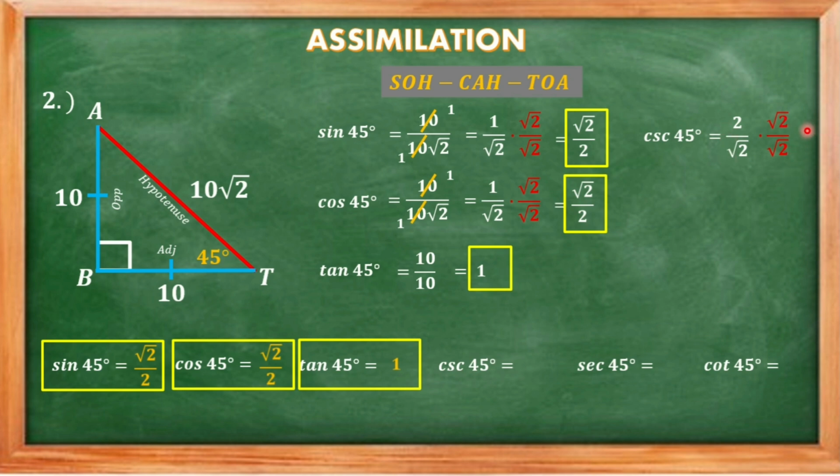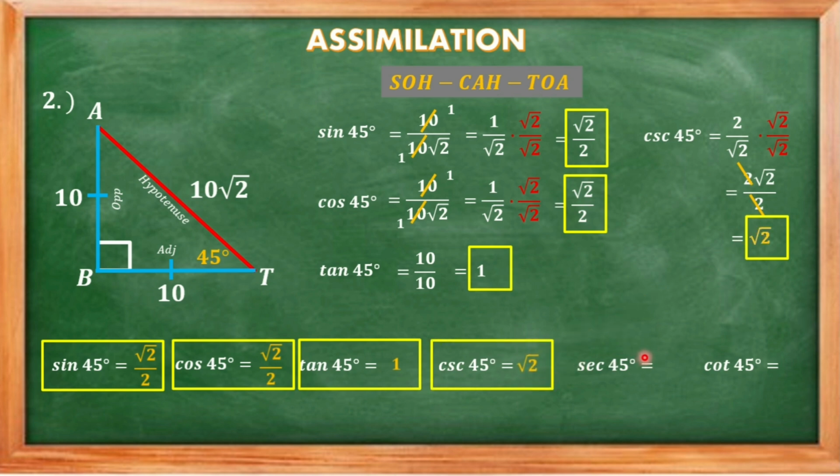So, 2 times the square root of 2 is equals to 2 times the square root of 2 over the square root of 2 times the square root of 2 is equals to 2. Okay, so, pwede pa natin itong ma-simplify. So, pwede natin i-cancel out yung 2 na nasa labas ng radical sign at saka yung 2 sa denominator. Okay, so yung natira na lang ay the square root of 2. So, that is for cosecant 45 degrees.